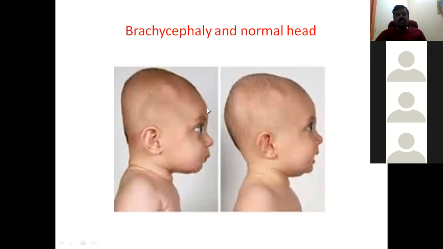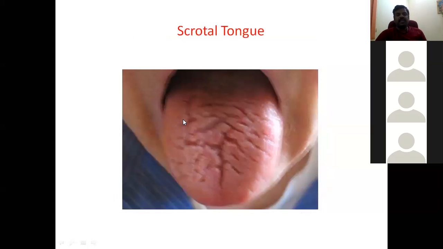Whereas in children with Down syndrome, mostly you can place a flat scale. The head is compressed both posteriorly and anteriorly. This results in brachycephaly. You can see the tongue is constantly exposed, which results in keratinization and furrowing. This is called scrotal tongue.